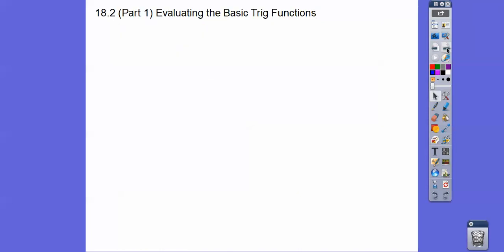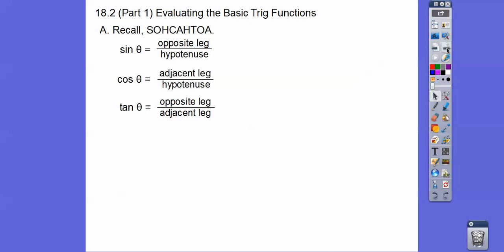Okay. So we're going to evaluate basic trig functions. Remember SOHCAHTOA? SOHCAHTOA represents this. The sine of an angle equals the opposite over the hypotenuse, the opposite leg. The cosine of an angle, this is angle theta, remember from the last one, is adjacent leg over hypotenuse. And the tangent of an angle equals the opposite leg over the adjacent leg. So opposite over adjacent, okay?